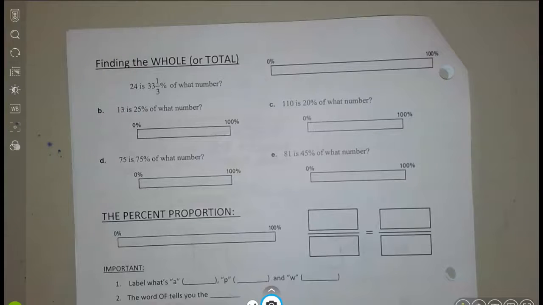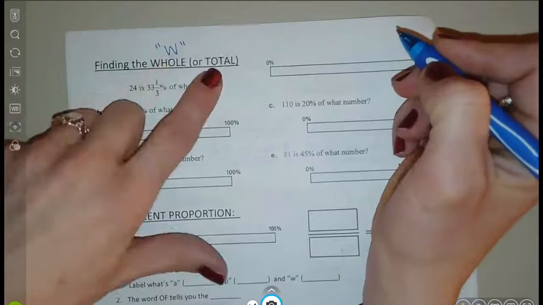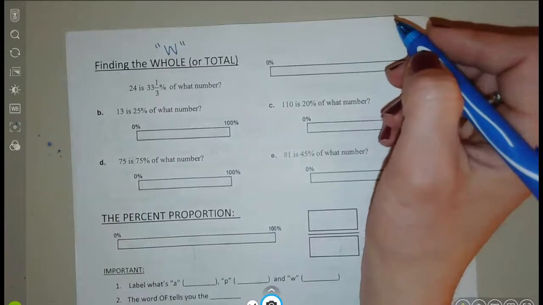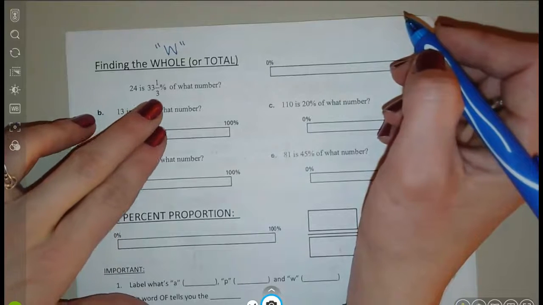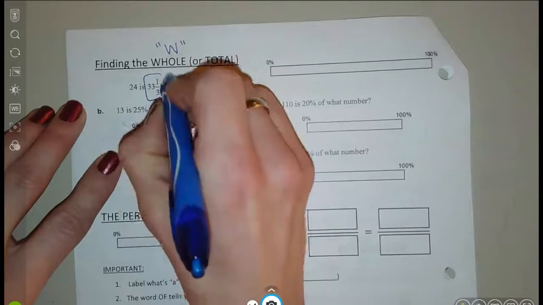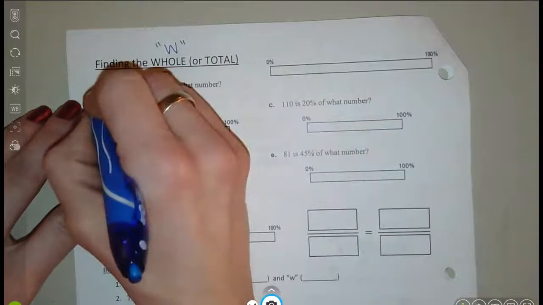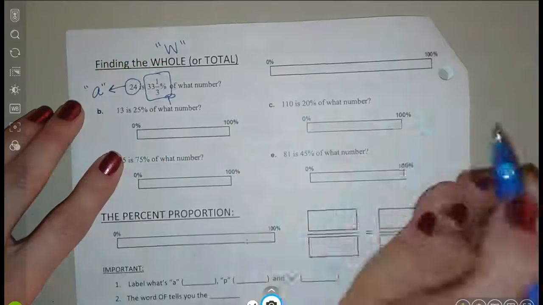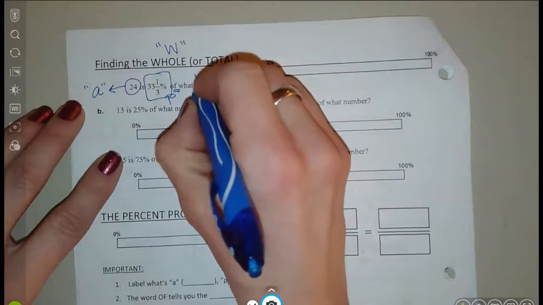Cool, so let's finish up these examples together. Now we're finding the whole. What letter do I use for the whole? W, put it here. We know that total kind of means the same thing, but we're going to get in the habit of just saying W for whole. Okay. So 24 is 33.3% of what number? Okay, let's break this down. Percent sign gives us the percent, P, right? The 24 here is the part. We use the letter A. And of, we said already, is a clue for us that we're looking for the whole.